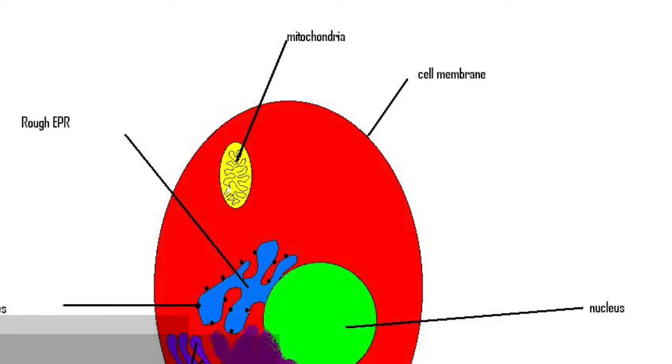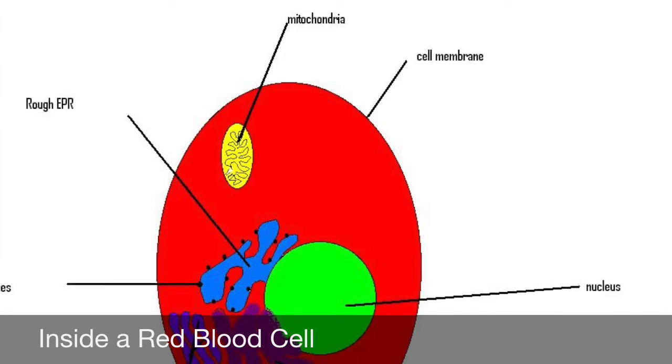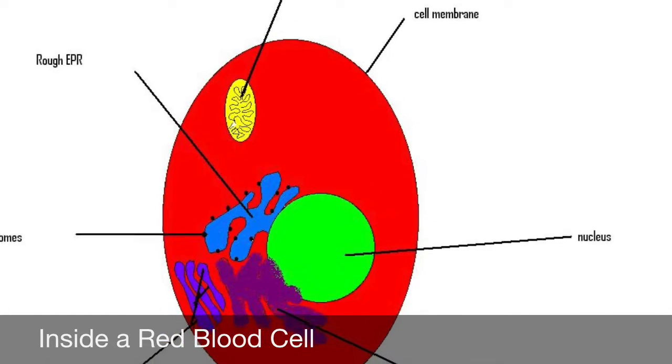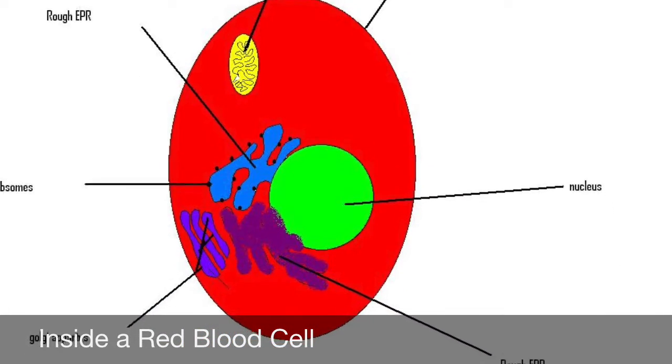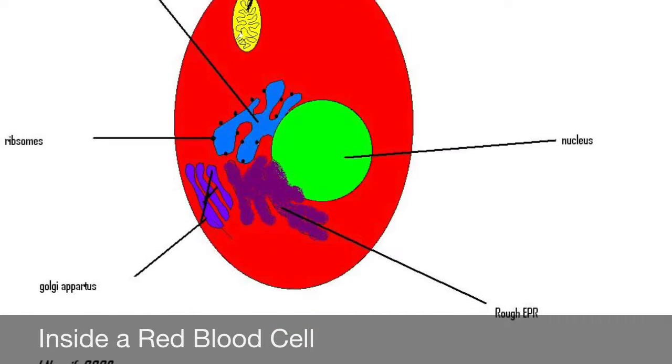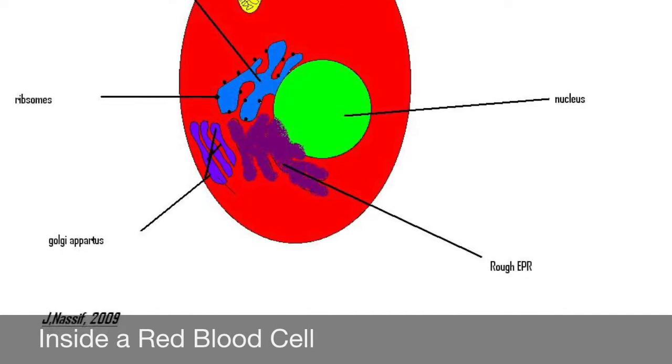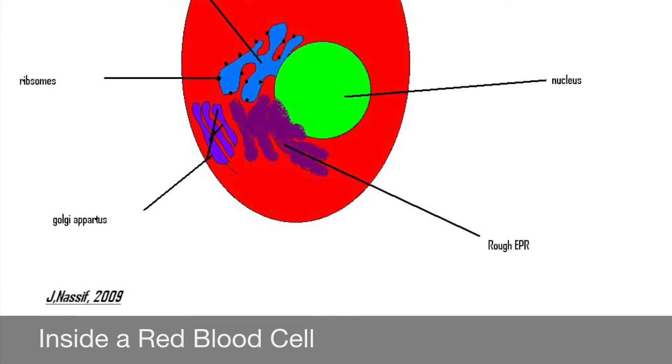exhaled. Red blood cells have a cell membrane which contains a nucleus, a Golgi apparatus, mitochondria, and the ribosome. It also has a rough endoplasmic reticulum and a smooth endoplasmic reticulum.